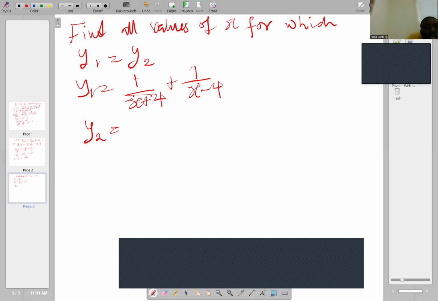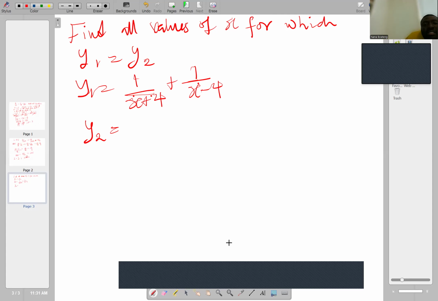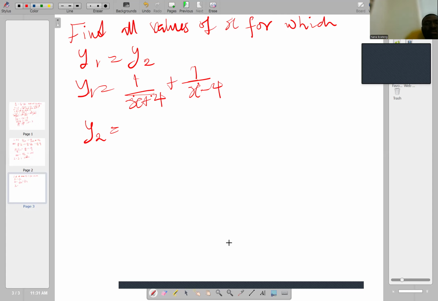So let's try it. X times x is x squared. X times 4 is 4x. Negative 4 times x is negative 4x. Negative 4 times positive 4 is negative 16. So positive 4x minus 4x goes to 0, and we get x squared minus 16. So x squared minus 16 is the same as x plus 4 multiplied by x minus 4.